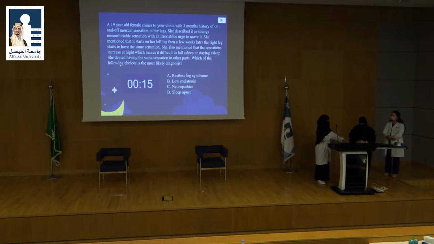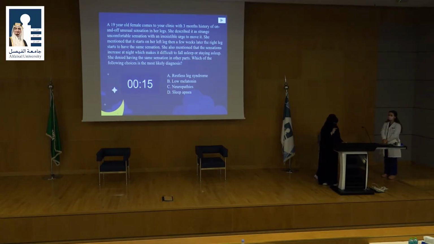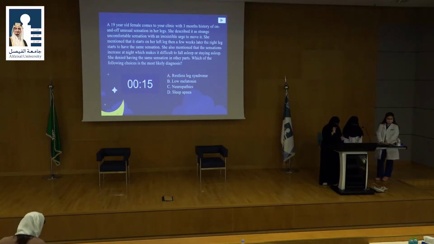A 19-year-old female comes to your clinic with a 3-month history of on and off unusual sensation in her legs. She described it as a strange, uncomfortable sensation with an irresistible urge to move it. She mentioned that it starts in her left leg, then a few weeks later, the right leg starts to have the same sensation. She also mentioned that the sensation increases at night, which makes it difficult to fall asleep or stay asleep. She denies having the same sensation in other parts, so what's the possible diagnosis?